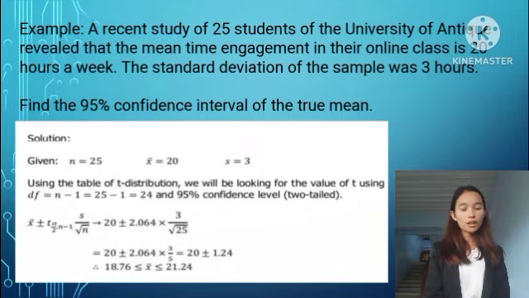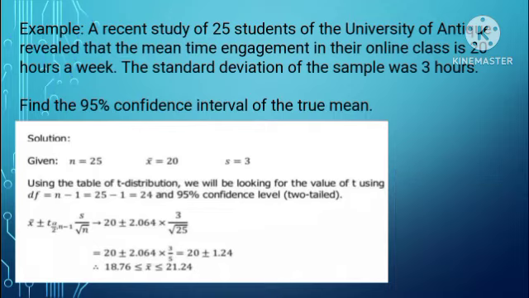A recent study of 25 students of the University of Antique revealed that the mean time of engagement in their online class is 20 hours a week. The standard deviation of the sample was 3 hours. Find the 95% confidence interval of the true mean.